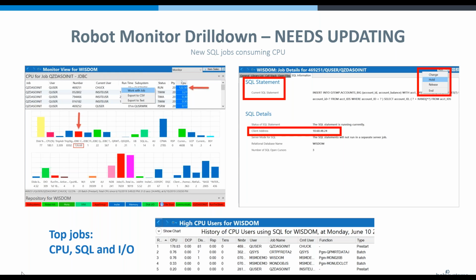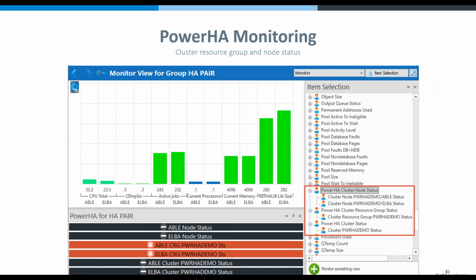We also have the ability, though, to both take action, change, hold, release, or end the job, and drill down to the SQL statement. What's causing the workload to spike? And oh, by the way, what's the IP address of that workload? Where's it coming from? Where's the request coming from? Because that's where these JDBC connections really hit the road, is they're pulling data typically maybe into a data warehouse or maybe into another external application.